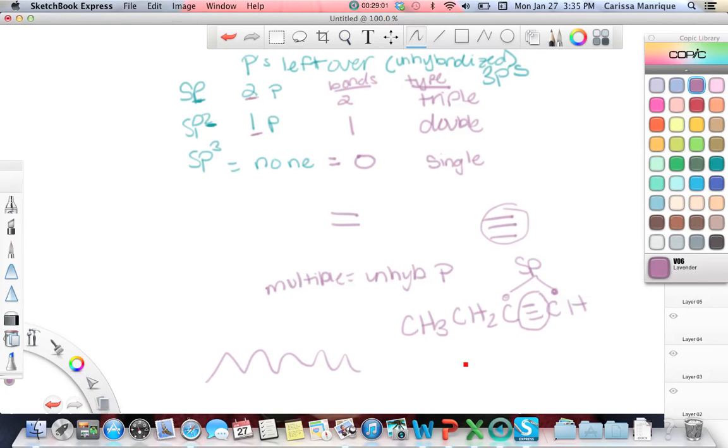Now, if it was a double bond instead, so let's say CH2 double bond CH2, now these 2 carbons right here are going to be sp2 hybridized. So basically anytime you see a triple bond, the carbons attached to it are sp. And if you see a double bond, the carbons attached to it are sp2. So try to do some examples and see if you can figure out the hybridization.